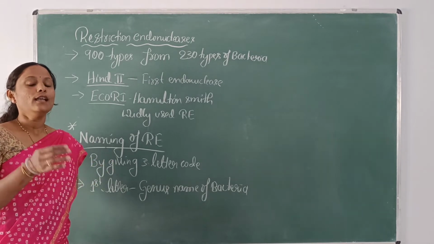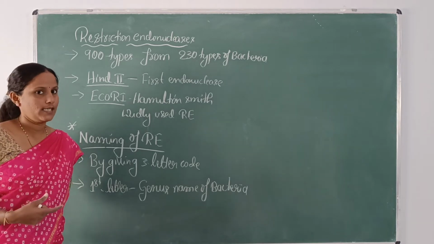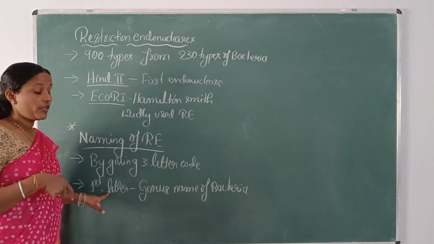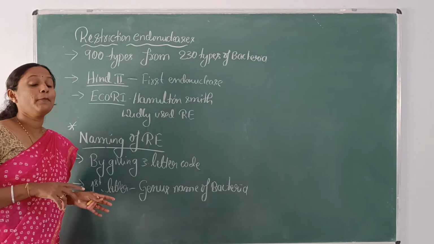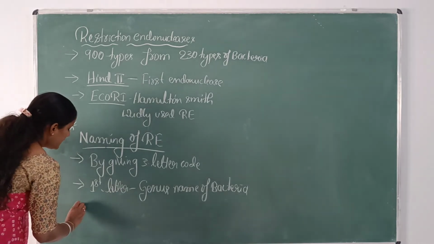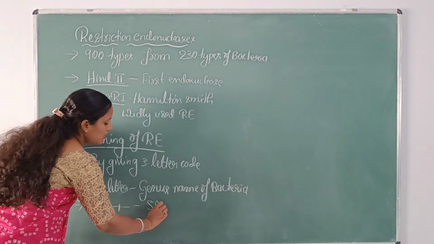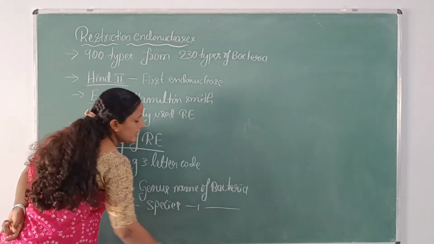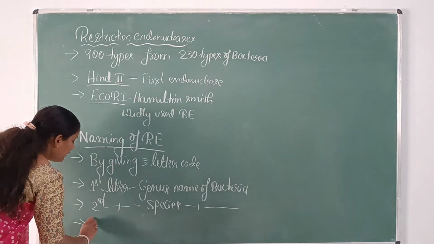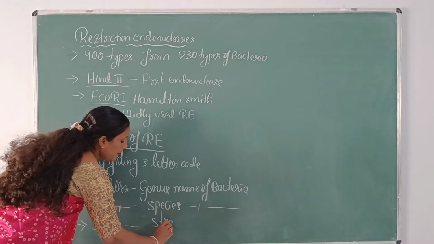We have discussed already, restriction endonucleases are produced by bacteria as defense structures. So, from whichever bacteria we are isolating the restriction endonuclease, that genus name will be given to the restriction endonuclease. And the second letter indicates the species name of the bacteria from which the restriction endonuclease is isolated. And the third letter indicates the strain name.